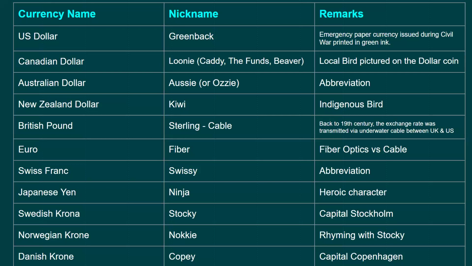The Australian dollar is called the Aussie, and it's just an abbreviation of Australian. The New Zealand dollar is called the kiwi, and that's their indigenous bird. That's the national bird, so it's called the kiwi. The British pound is called sterling, but when we are trading, it's called cable.